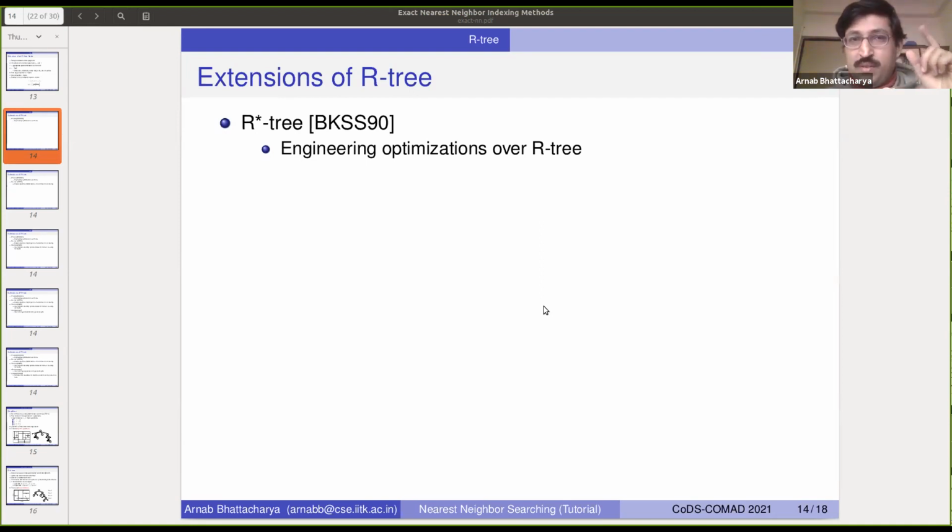Just to go back to the one question. If you know the distribution of keys, for example, if you know the set of keys beforehand, then there is a process called bulk loading in databases, which means that you can organize this much better than just inserting them one by one. There are bulk loading methods like STR and others, which will give you a much better R-tree.